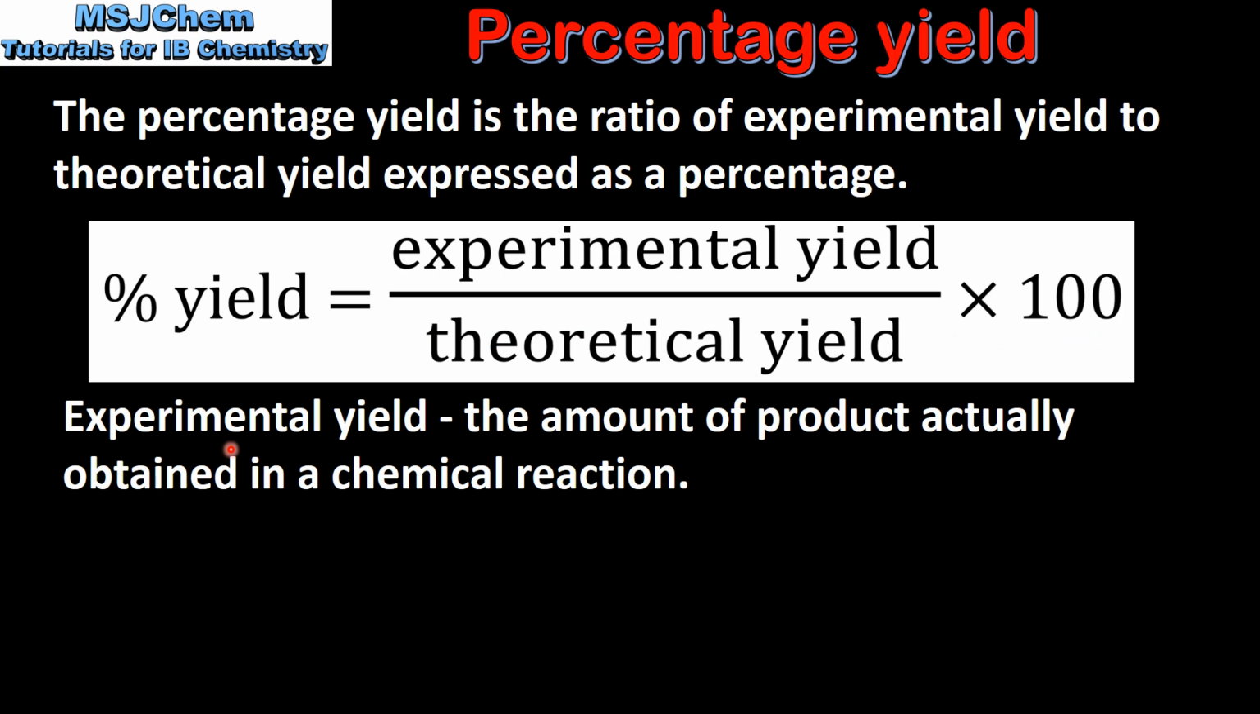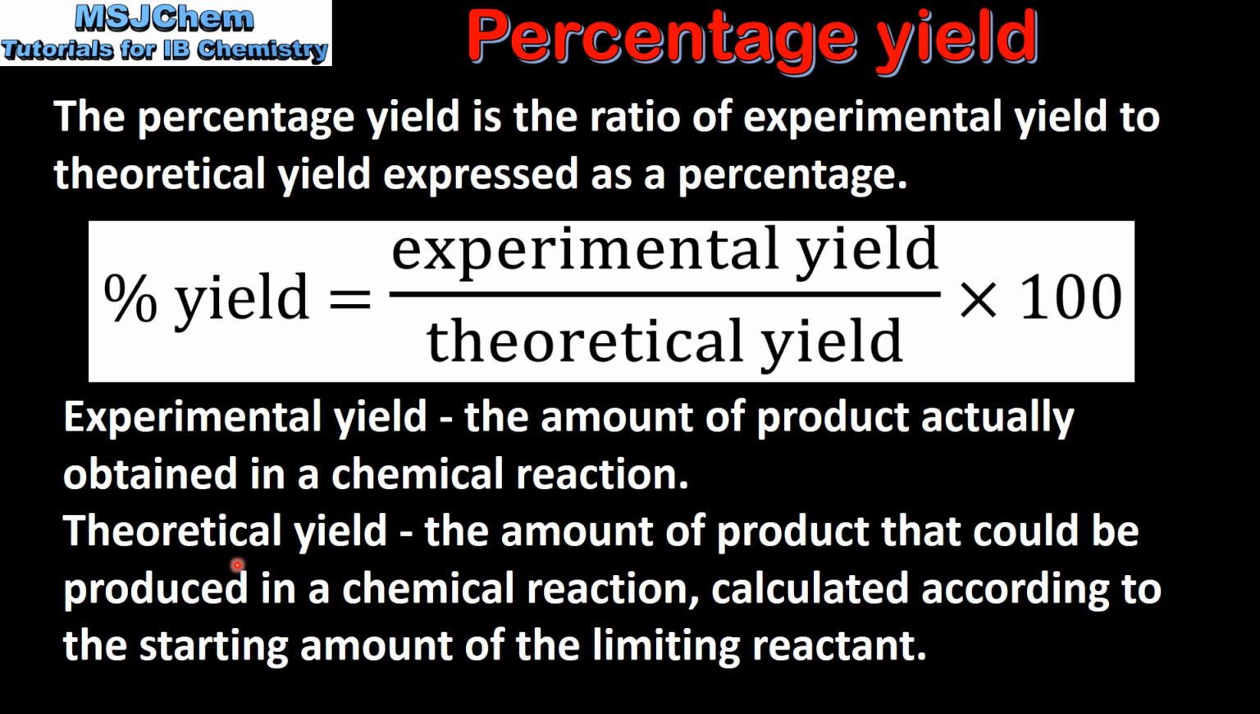The experimental yield is the amount of product actually obtained in a chemical reaction. The theoretical yield is the amount of product that could be produced in a chemical reaction, calculated according to the starting amount of the limiting reactant.